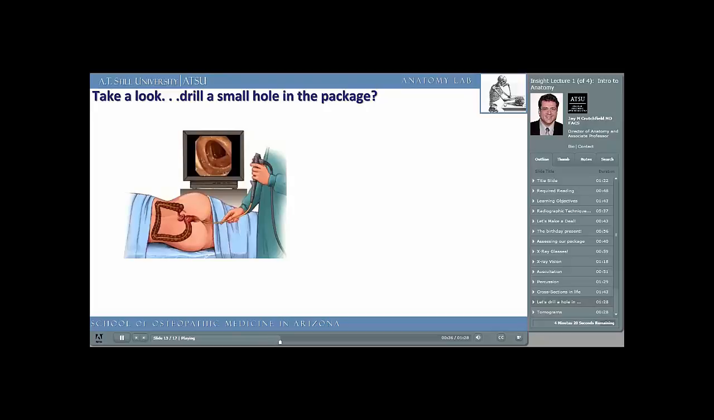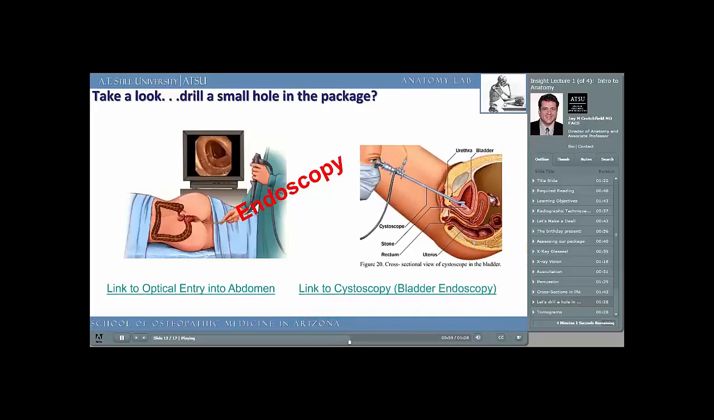Again, I have linked some videos here to reinforce the idea of looking into the human body using endoscopy. The link is an optical entry into the abdomen showing me in the operating room gaining access to the abdominal cavity using laparoscopy. In addition, I put a video link here to a cystoscopy looking into a patient's bladder and a video showing you a normal colonoscopy looking into a patient's colon, i.e. the large intestine, to give you an idea of the technology that we have in diagnosing our patients.